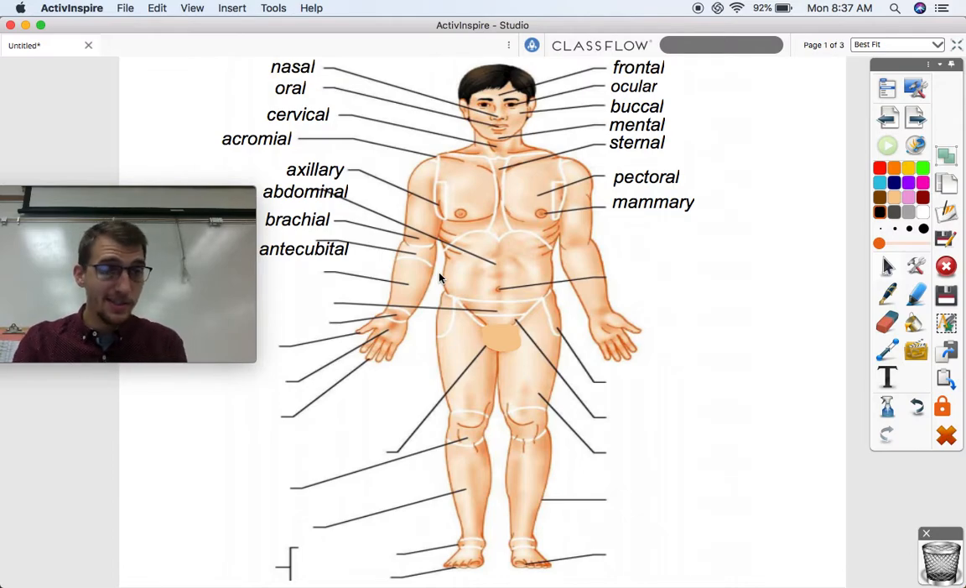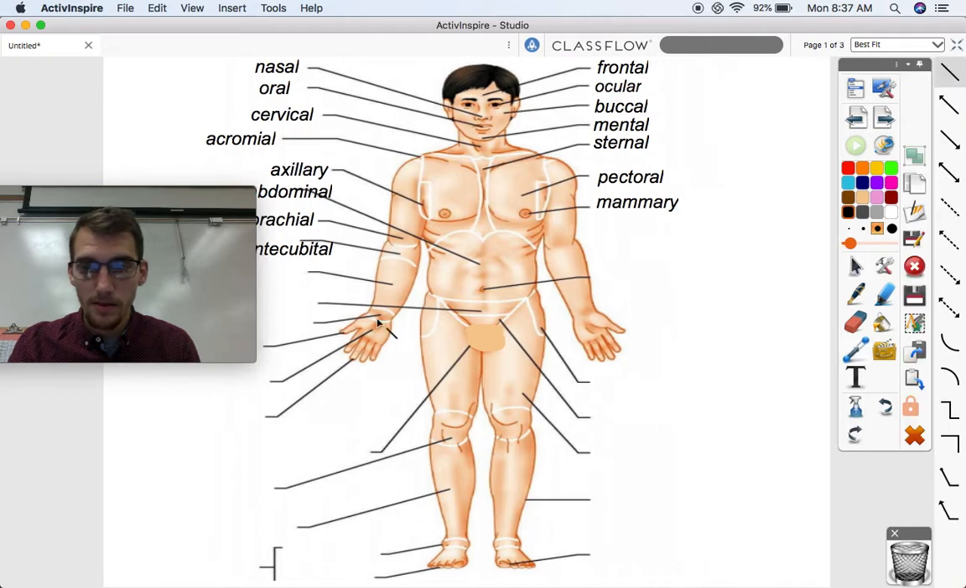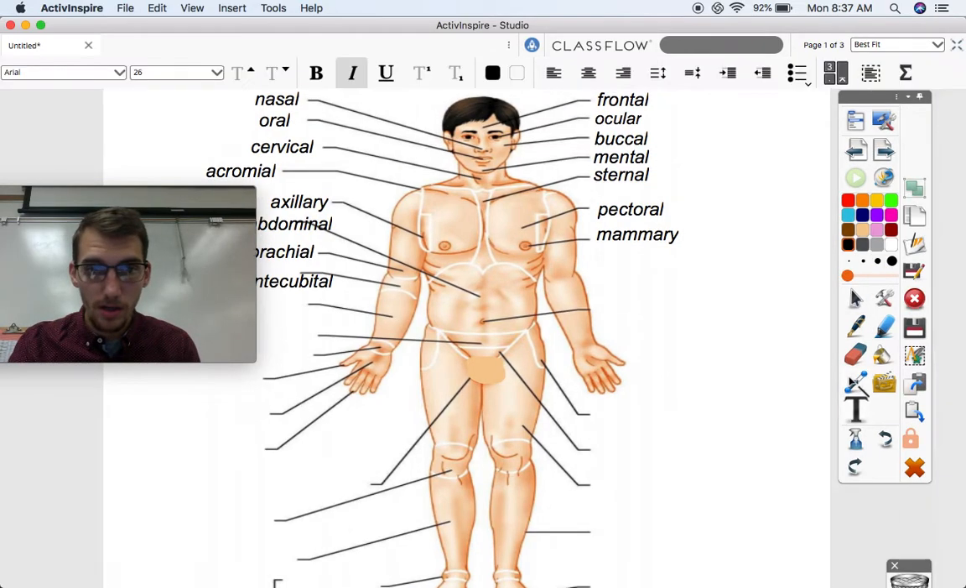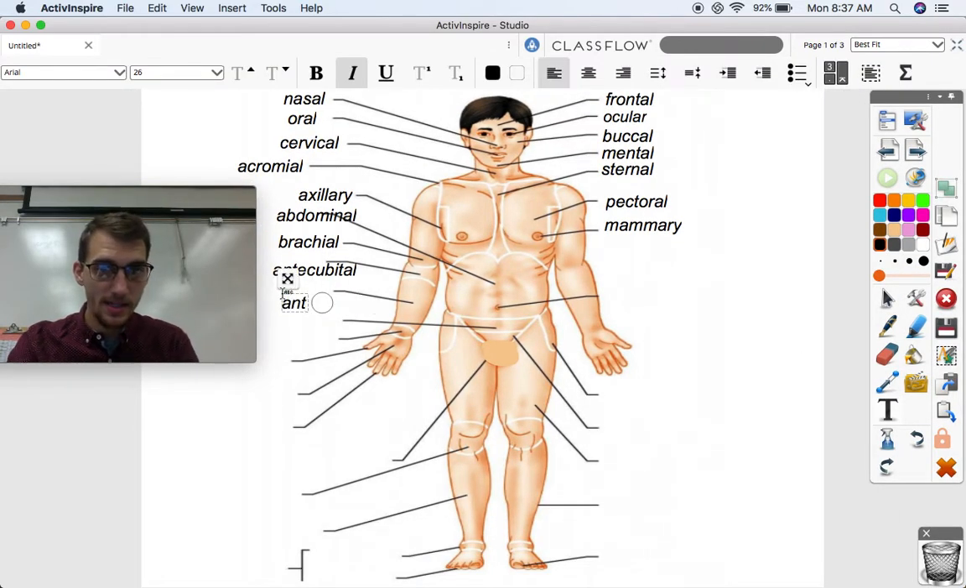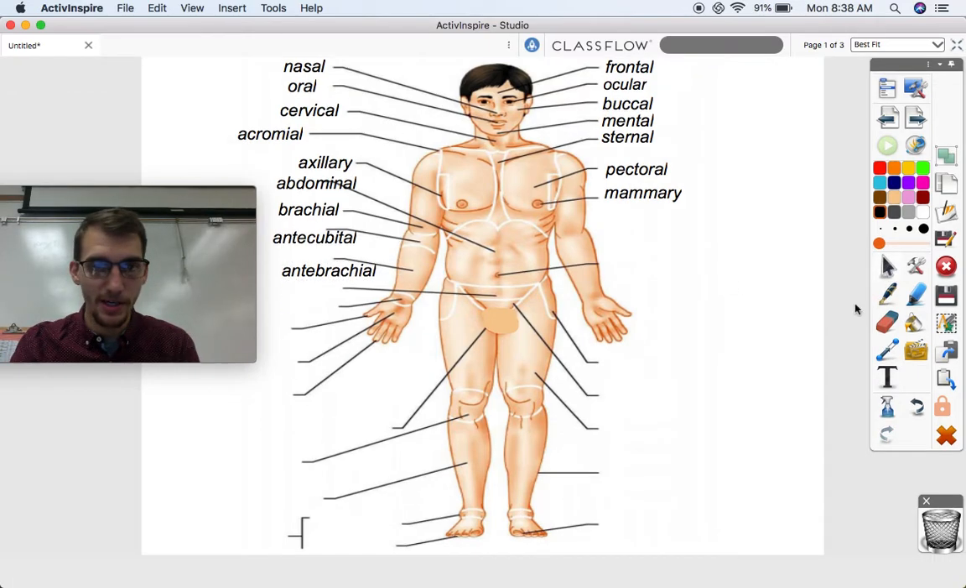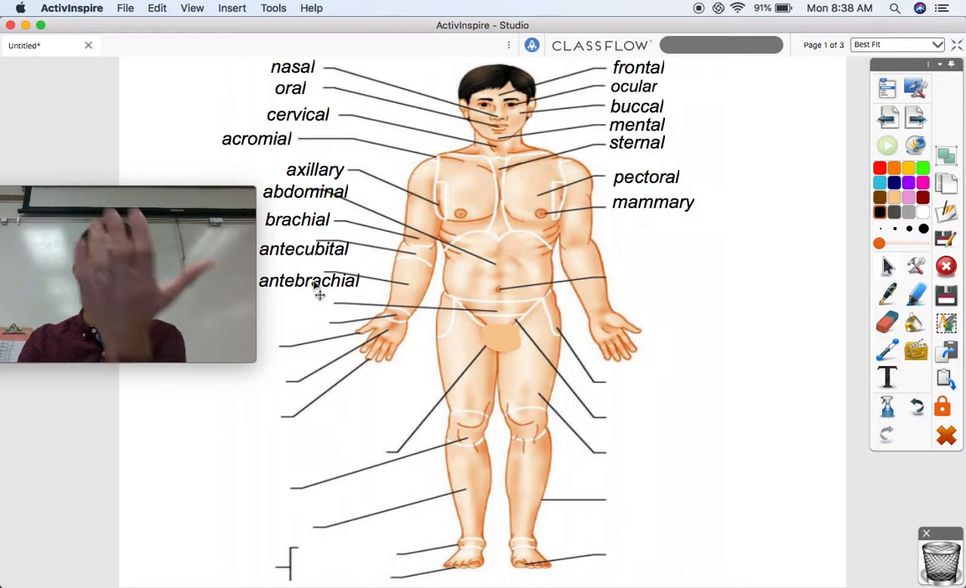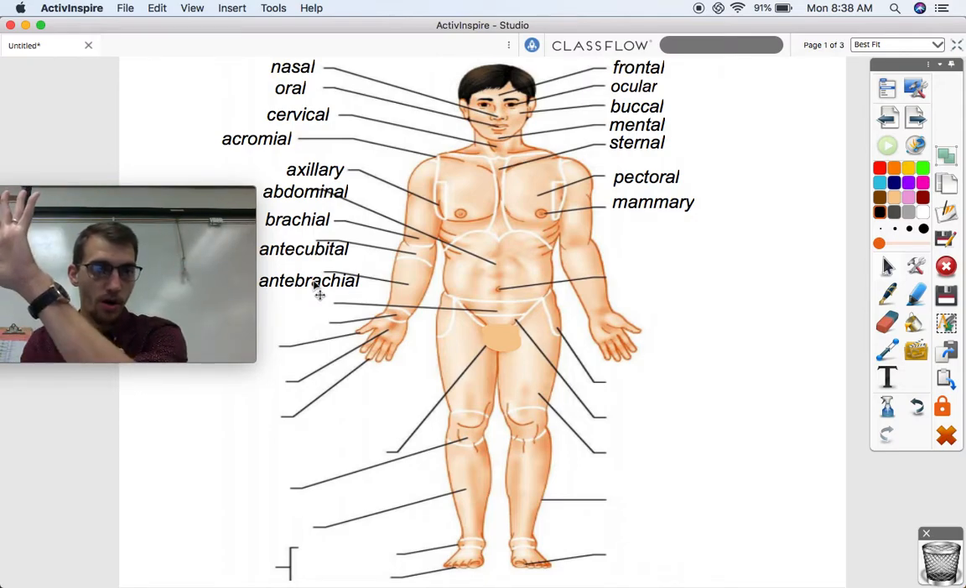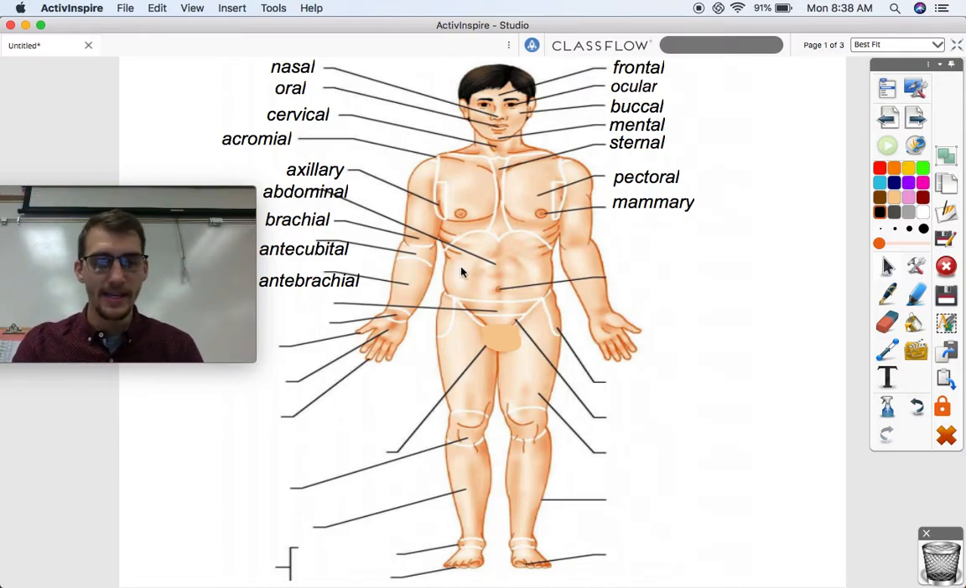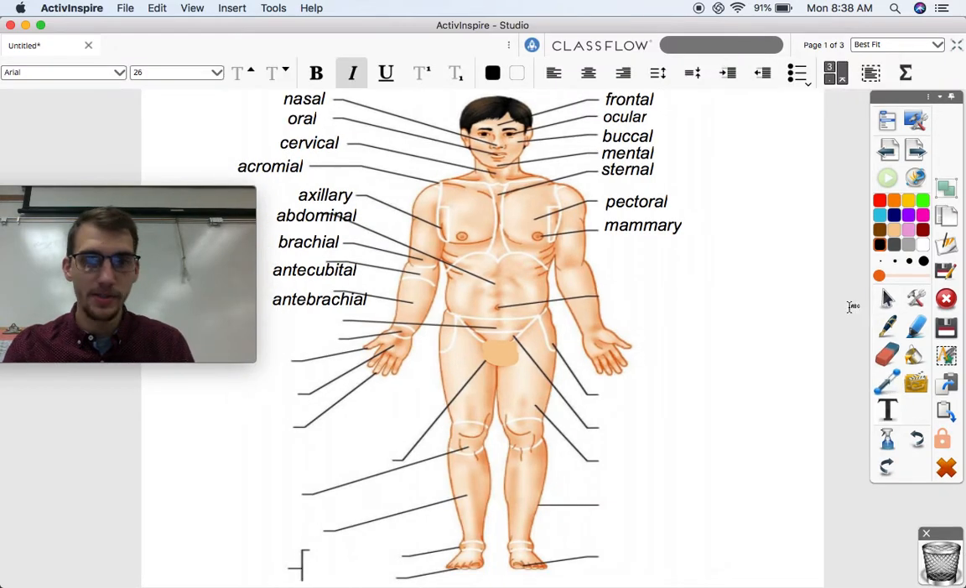Why? Because you have access to some nice arteries there. All right. Over here, right beneath that is actually what we call the antebrachial. Anti referring to anterior again, but it's more like antebrachial is referring to your forearm. Okay, so antebrachial, forearm, brachial is just arm.